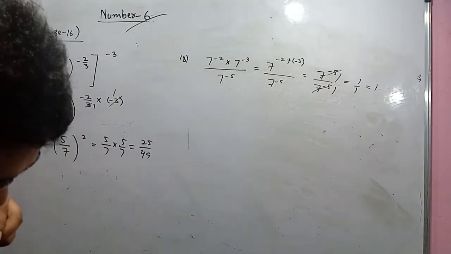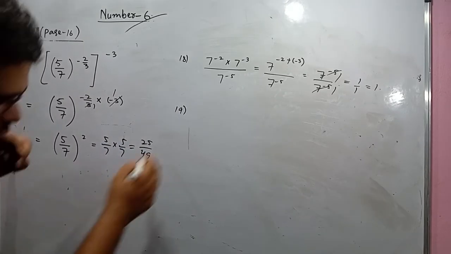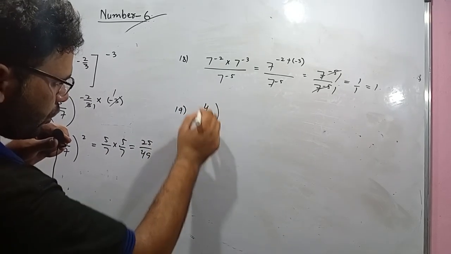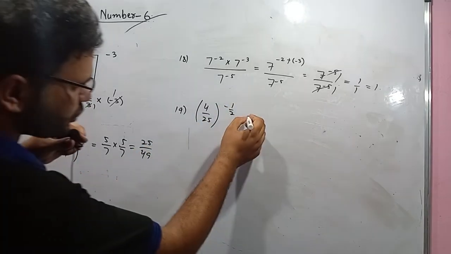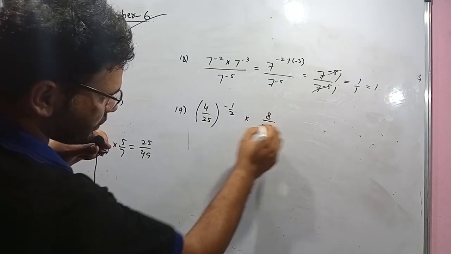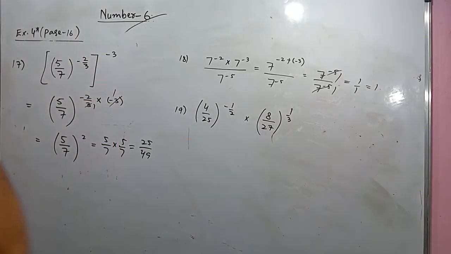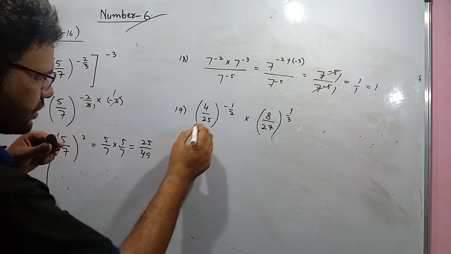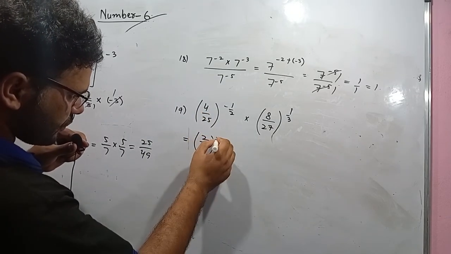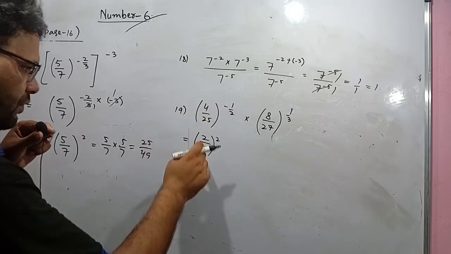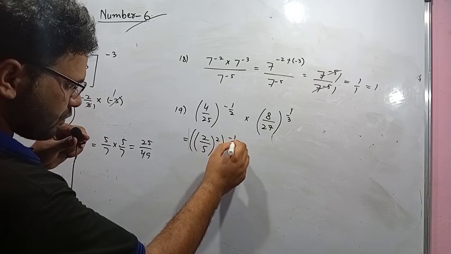Now next it's the 19th one. What is the 19th one? It is (4/25) whole to the power -1/2, then into (8/27) whole to the power 1/3. Now you can see here I will write, instead of this, (2/5) square, because 2 2s are 4, 5 5s are 25. That's why I am writing square. Then into -1/2.